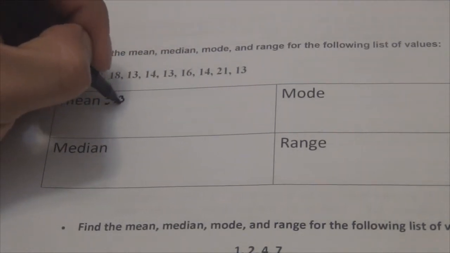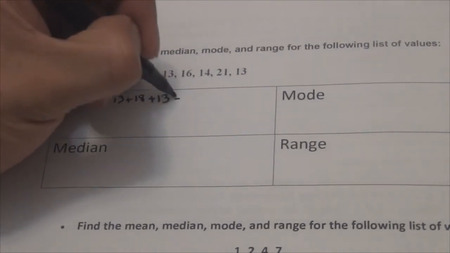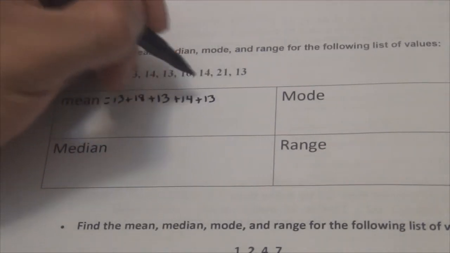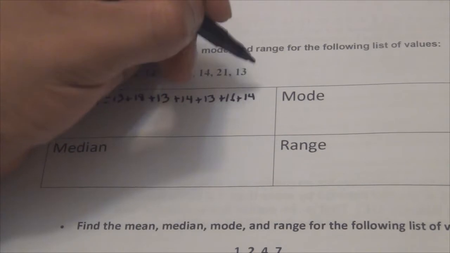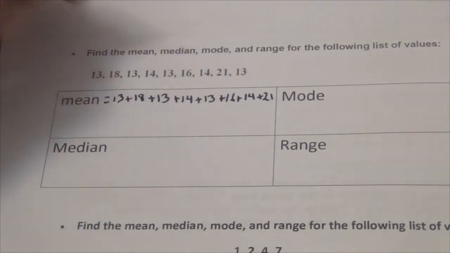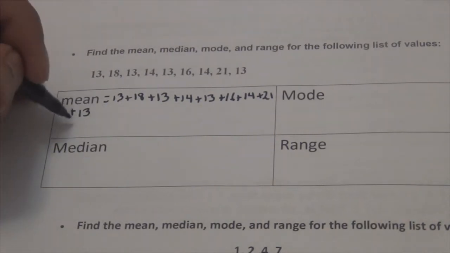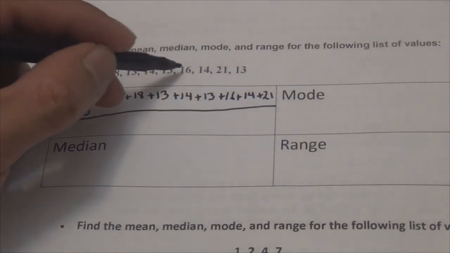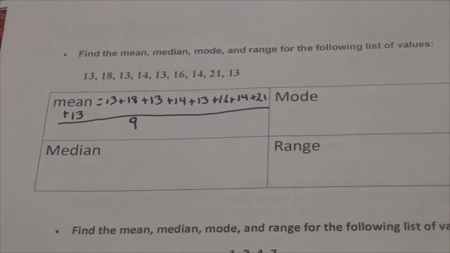So in other words, you're going to add 13 plus 18 plus 13 plus 14 plus 13 plus 16 plus 14 plus 21 plus 13, okay? And you're gonna divide all that by the amount of numbers. 1, 2, 3, 4, 5, 6, 7, 8, 9. There are 9 numbers, so we're gonna divide by 9. I'm gonna give you like 30 seconds so you can figure out how to do it.